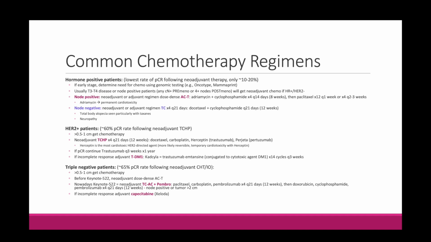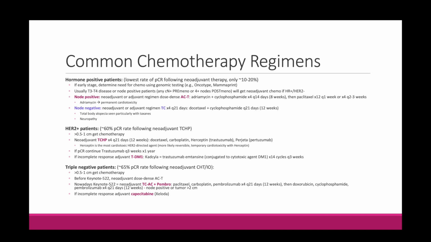So if they're early stage, we use the genomic risk testing, such as oncotype, to determine if they need chemotherapy. If the patients have locally advanced disease, so either T3 to T4 disease or node-positive patients, these are the patients that typically will be getting chemotherapy. So any clinically node-positive premenopausal patients or any patients that are postmenopausal with 4 or more positive nodes will typically get neoadjuvant chemotherapy. And the chemotherapy regimens that we give depend on if we're treating for node-positive or node-negative disease.